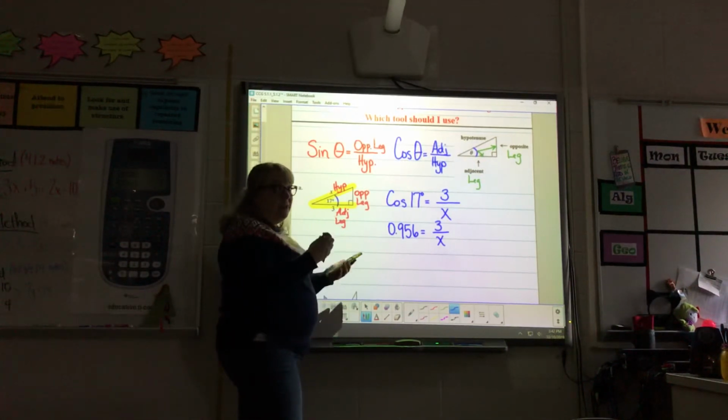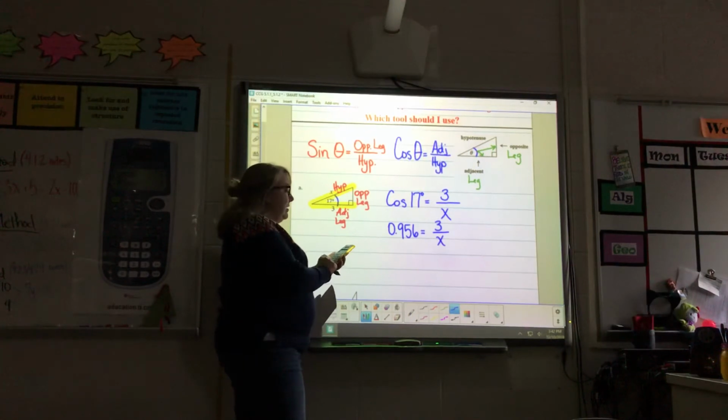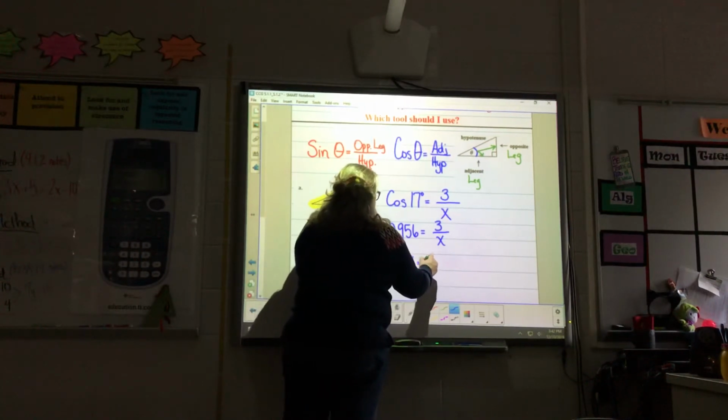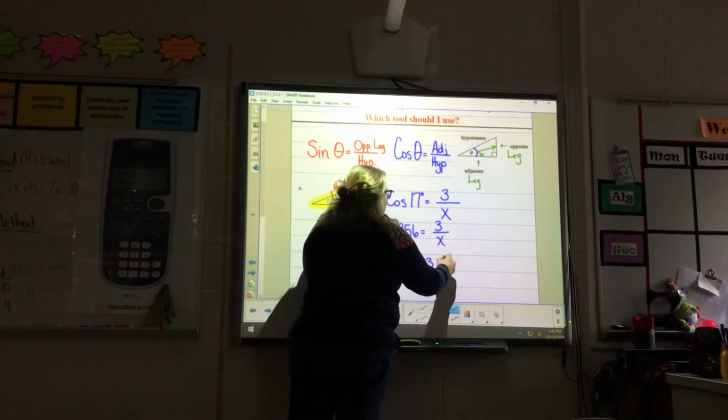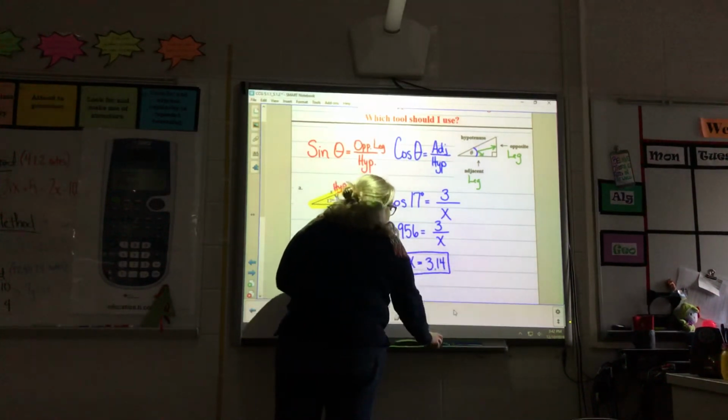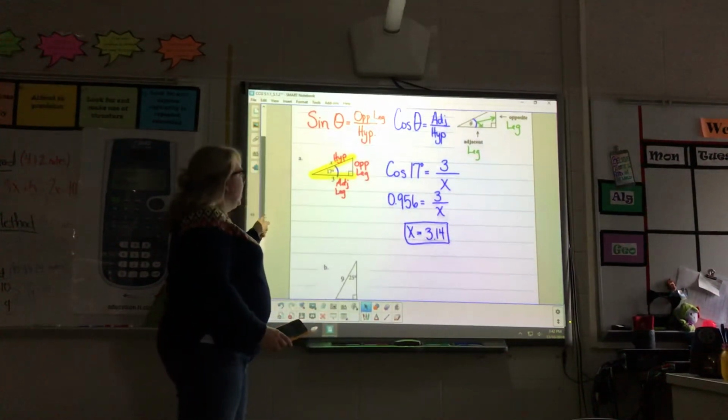Use your calculator to pull that answer down. Don't type it in, because then you'll get some rounding errors. And when I do that, I get that x is equal to 3.137 and so on, and I'm just going to round it to 3.14. So that is how I use the cosine.